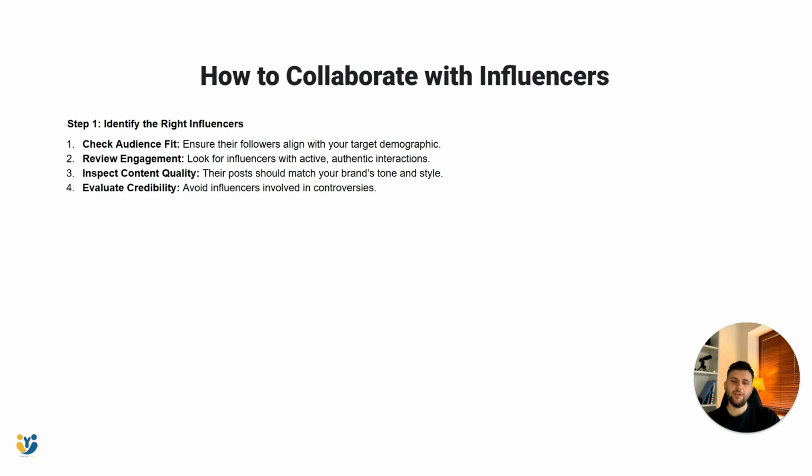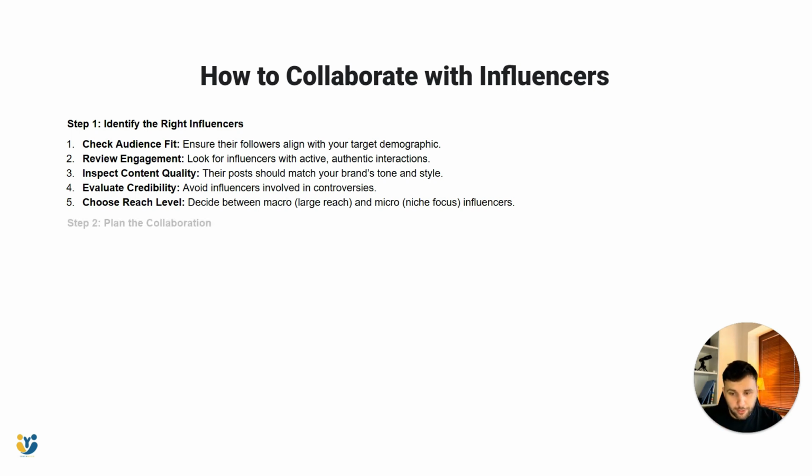Simply avoid influencers who are involved in controversies and choose the reach level. Decide between macro, which is large reach, and micro, niche focused influencers. If I were you, I would be headed more towards micro focus, right? Because these people don't have as many followers as you want, but a lot of these followers are very relevant to whatever you're selling. And that's where you want to be, right? So this is why I would do that.